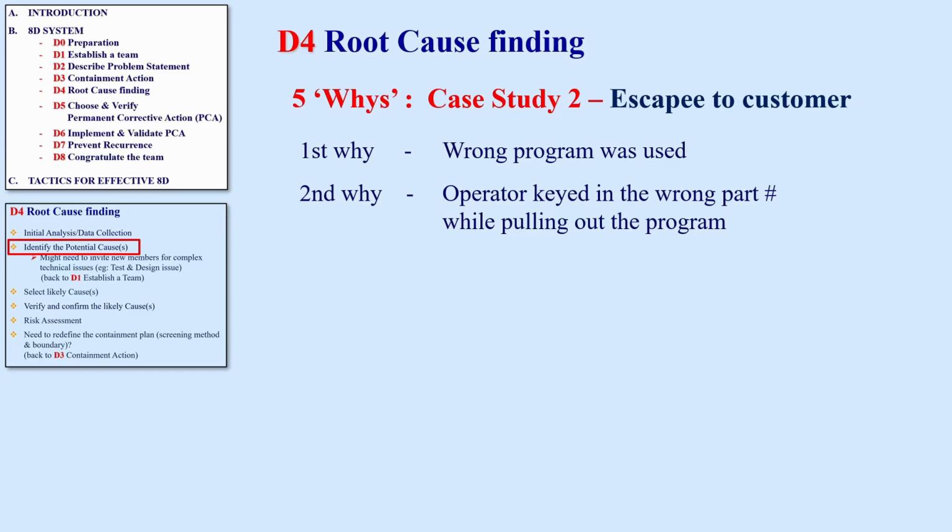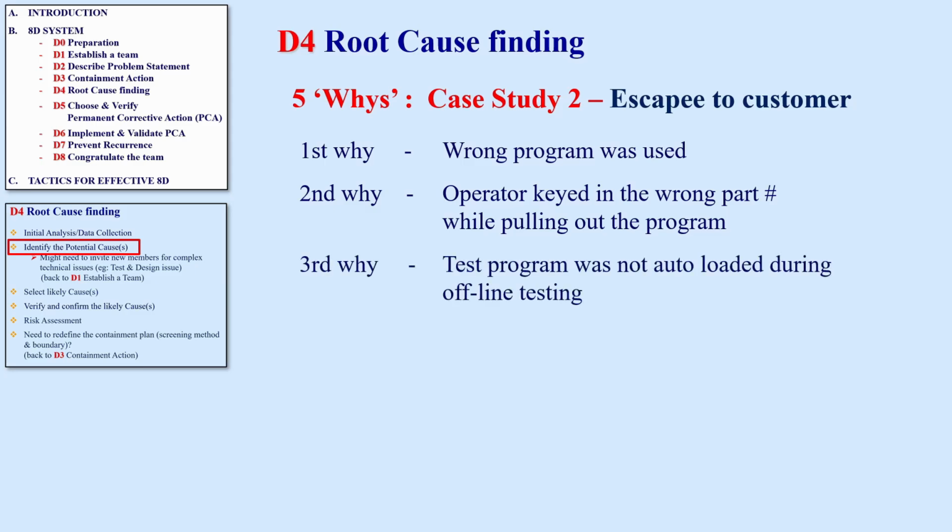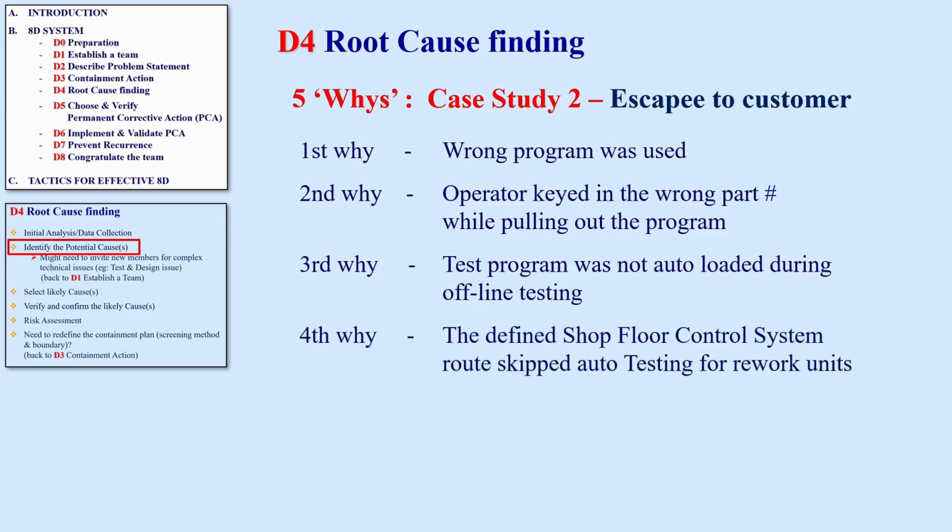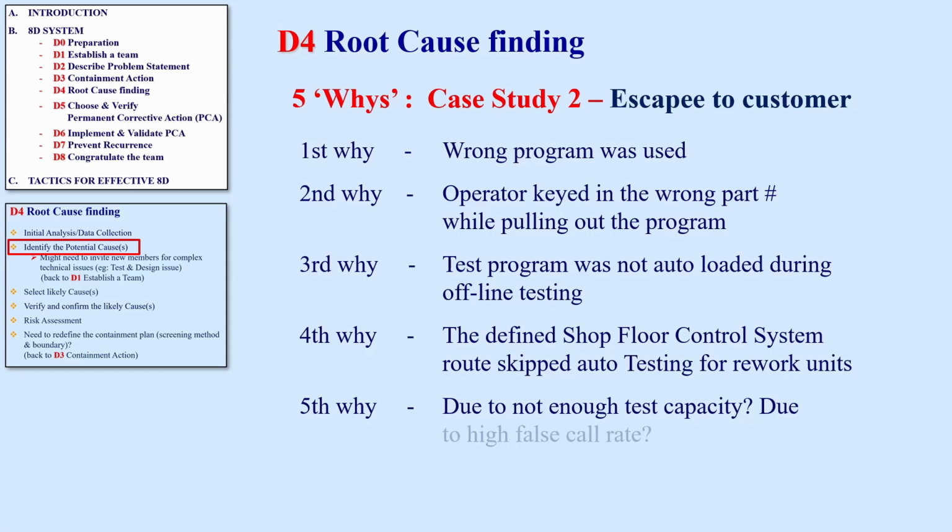This question probes further investigation, and traceability record found that the escapees were tested through offline testing at that time. But why, and what triggered offline testing? Investigation found that the shop floor control system defined the route to skip auto testing for rework units. But why define it such a way? Due to not enough online test capacity? Due to high false call rate? Where production has to use offline testing as additional test capacity.